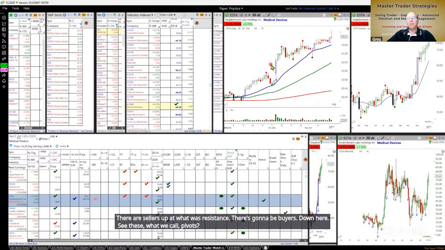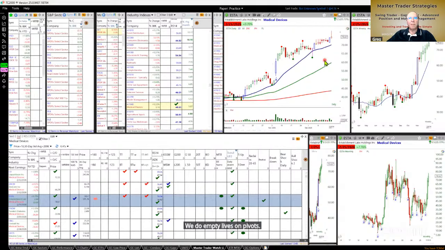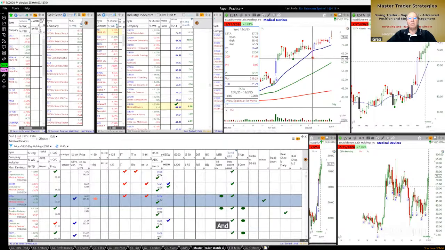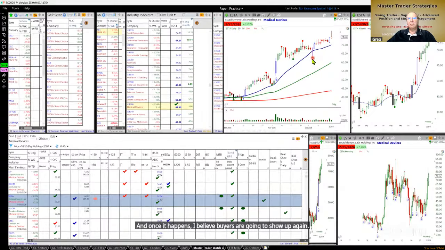We do MT lives on pivots. We talk about this in the green room. I did an extensive one this week about creating support. And so a pivot creates support, and that communicates to us that buyers showed up. And once it happens, I believe buyers are going to show up again. Then I wait for my picture to support that bias. And it did that. And so again, wash, repeat.